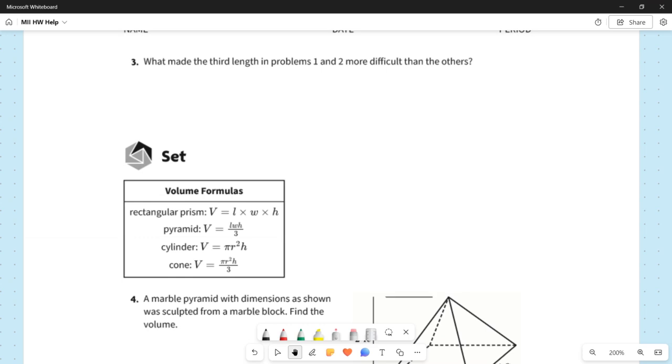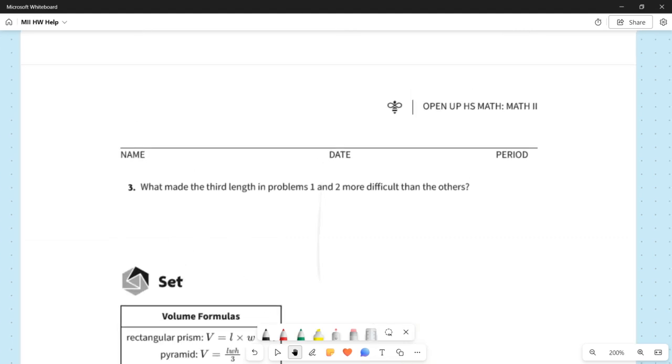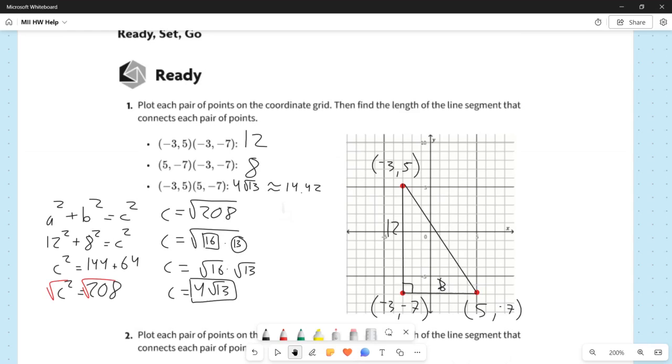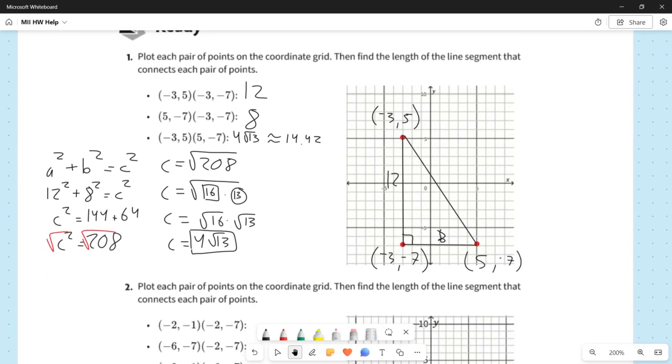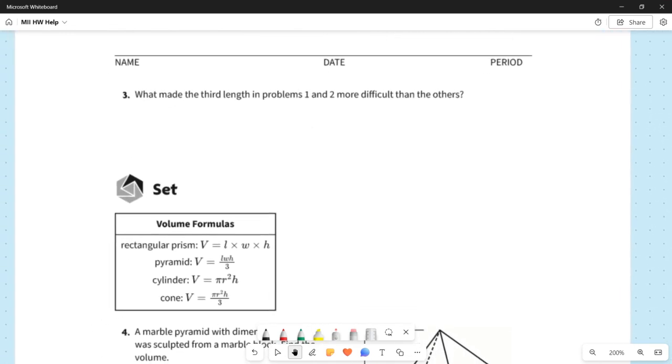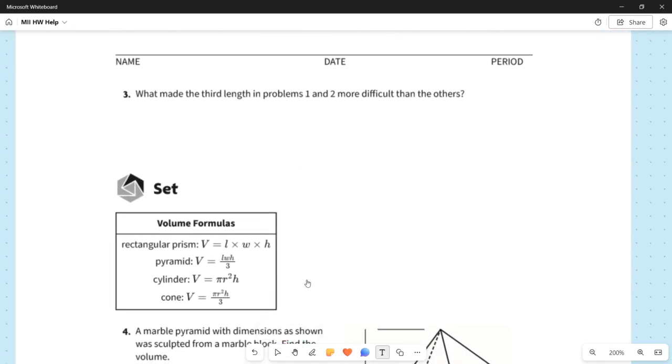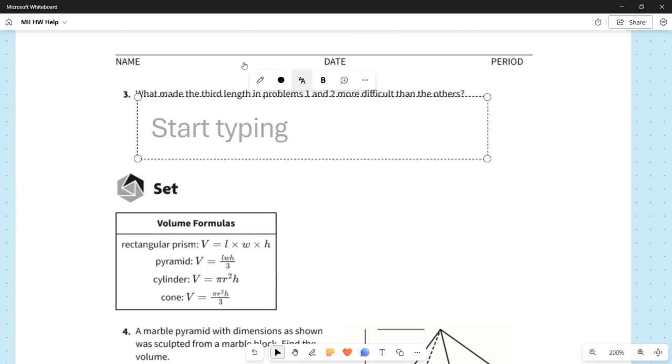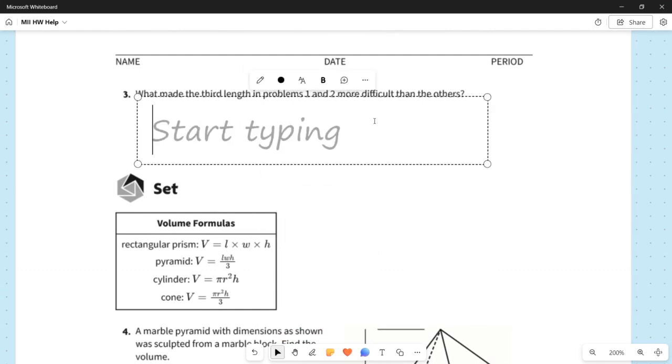Question 3 says, what made the third length in problems 1 and 2 more difficult than the others? All right, well, we just sort of looked at what was involved, just as a refresher. In question 1, we got the 12 without too much difficulty, we got the 8 without too much difficulty, and then getting the 4 root 13 certainly took more work than the first two. Why is that? What caused that to happen? So for this one, we'll type it out.